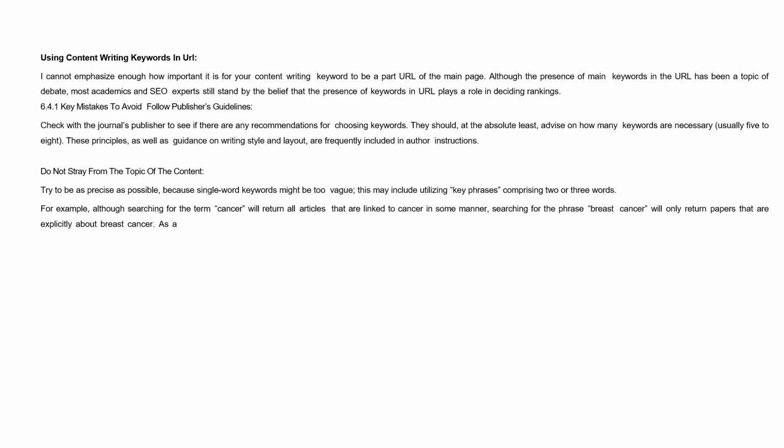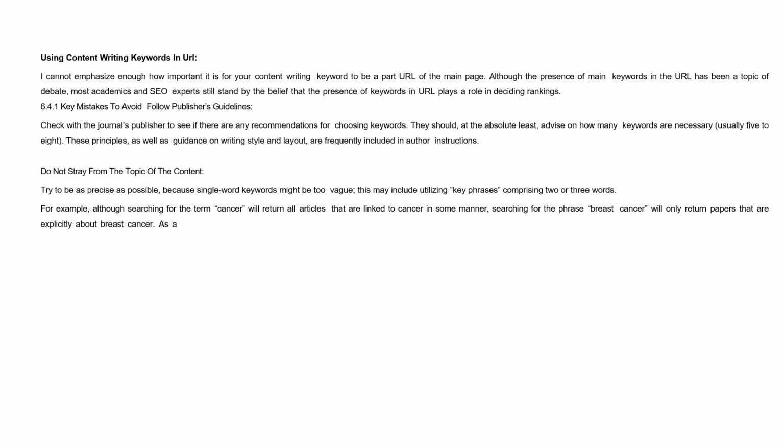Using content writing words in URL. I cannot emphasize enough how important it is for your content writing keywords to be part of the URL of the main page. Although the presence of main keywords in the URL has been a topic of debate, most academics and SEO experts will stand by the belief that the presence of a keyword in the URL plays a role in deciding ranking.